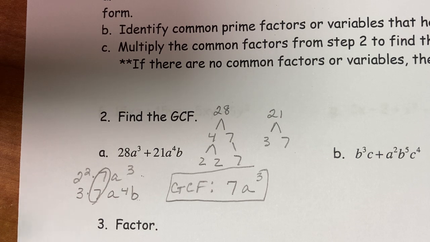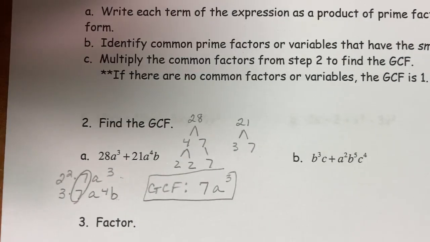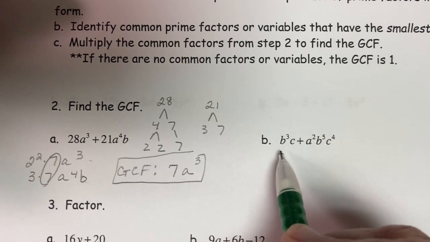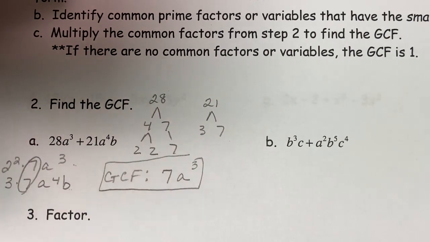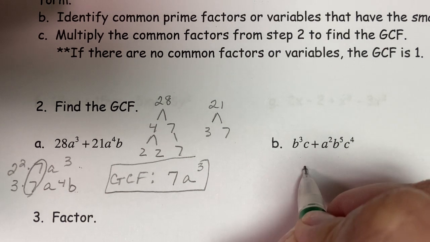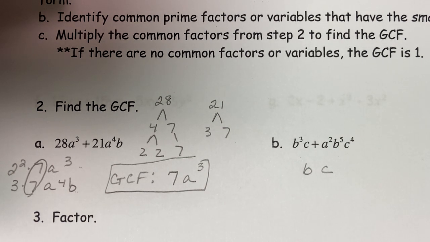So the numbers, I hope you're going to be able to do that without having to show all of that work. But for the variables, it's going to be important for you to remember that if they have a variable in common, for the greatest common factor, you're always going to take the smallest exponent that appears on that variable. Well, let's look at this. Now notice there are no numbers, so we don't have to worry about that. But what do these two terms have in common? Well, they have a B in common and they have a C in common.